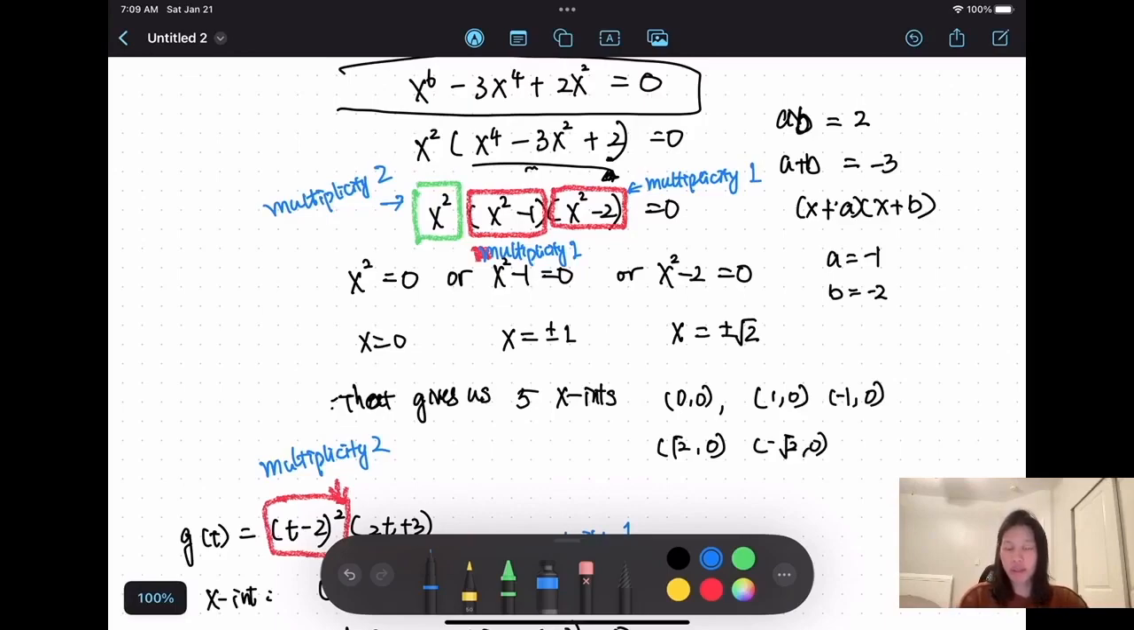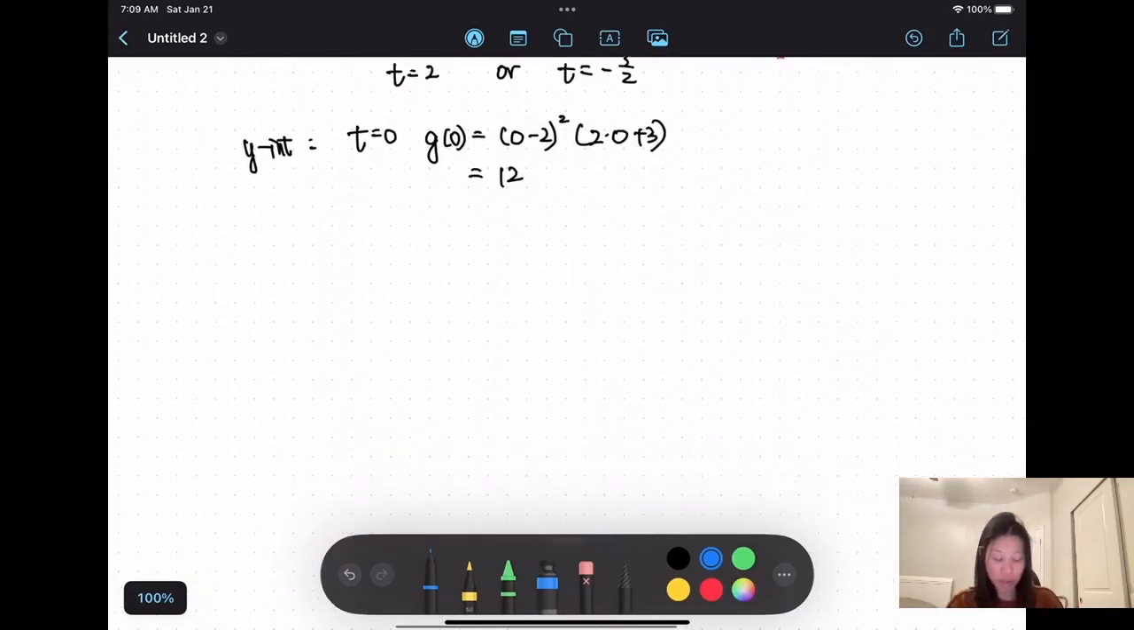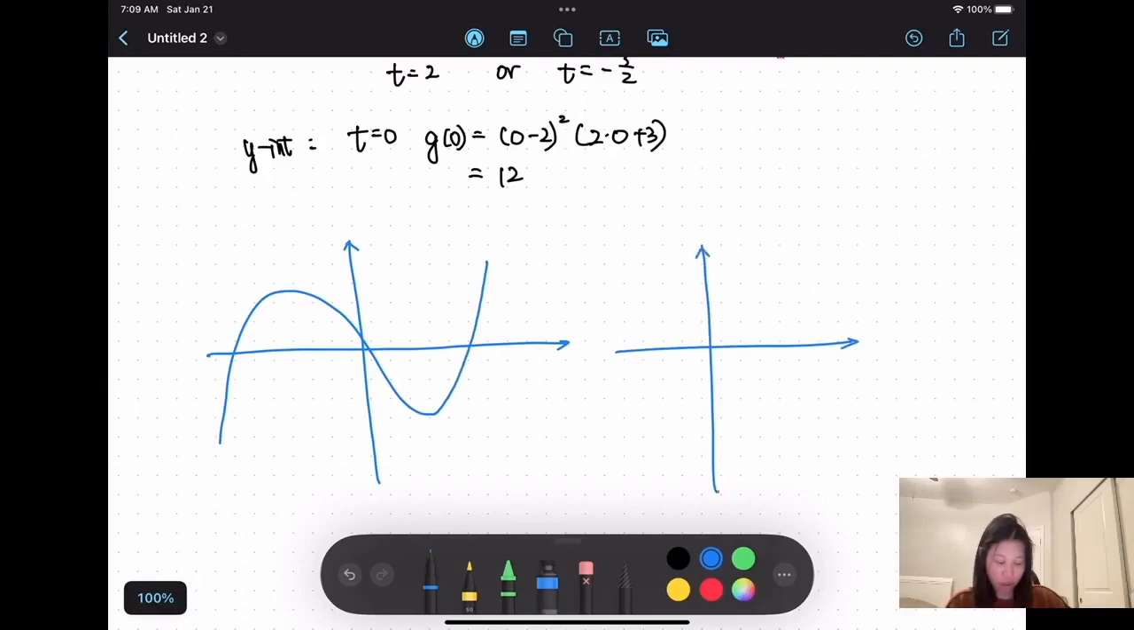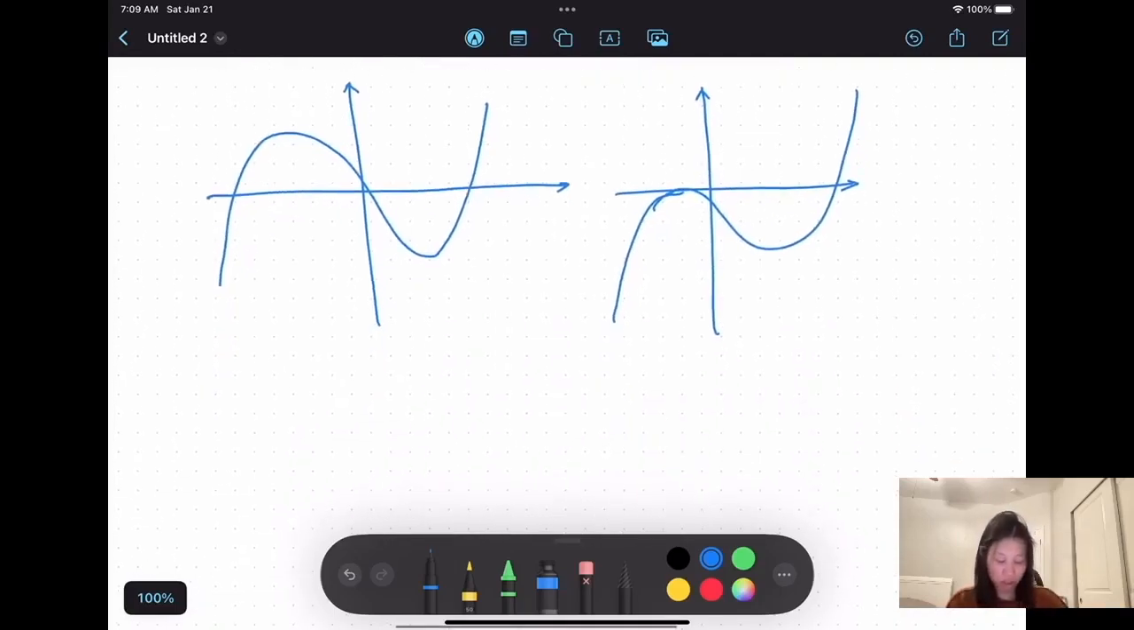So what does multiplicity do? Multiplicity affects the short-run behavior of the graph. Remember, these are x-intercepts. When you intercept the x-axis, the graph can look different. You can have one like this, or they can also be this one. So what's the difference? Or they can even be these ones, like a W.